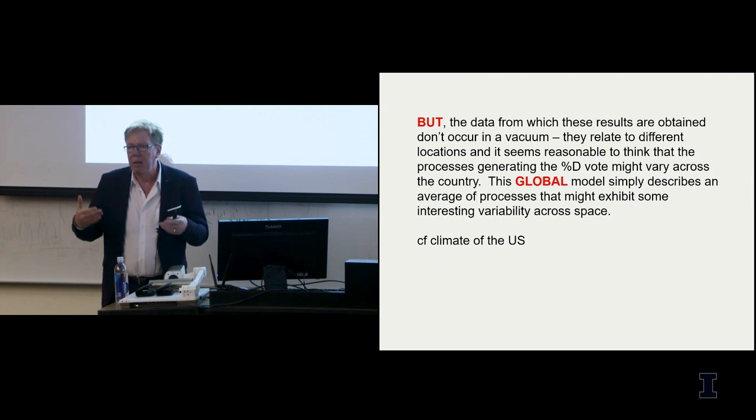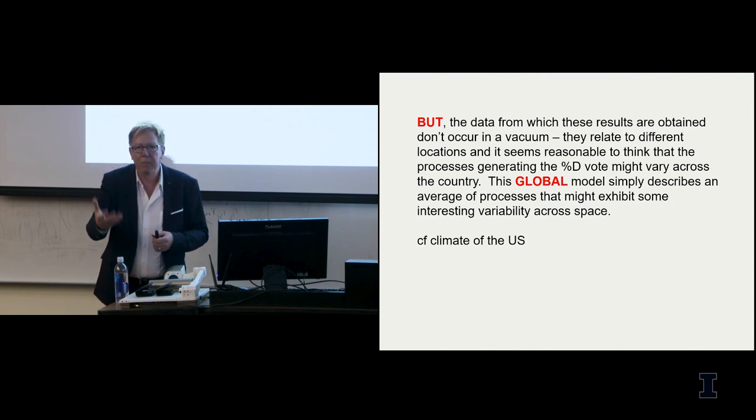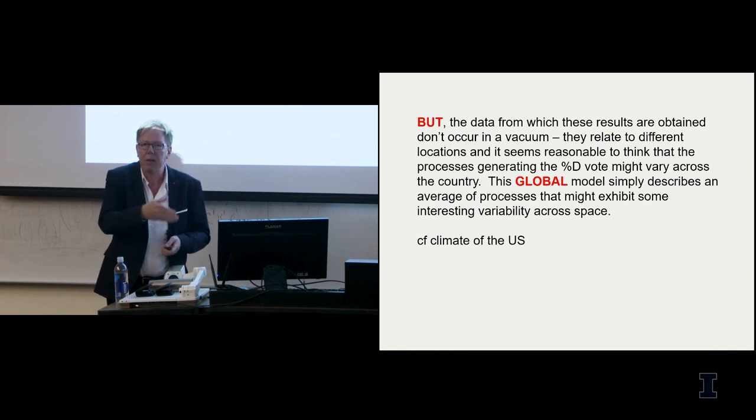You'd want to see variations in temperature across the United States. You'd want to see variations in rainfall across the United States. You know that some areas are dry, some are wet. Okay, so if I came in and talked to you about data and just gave you averages, you wouldn't be very happy. So why are you sitting there happy when I give you data which are averages of processes, which is what I've just done in that global model.